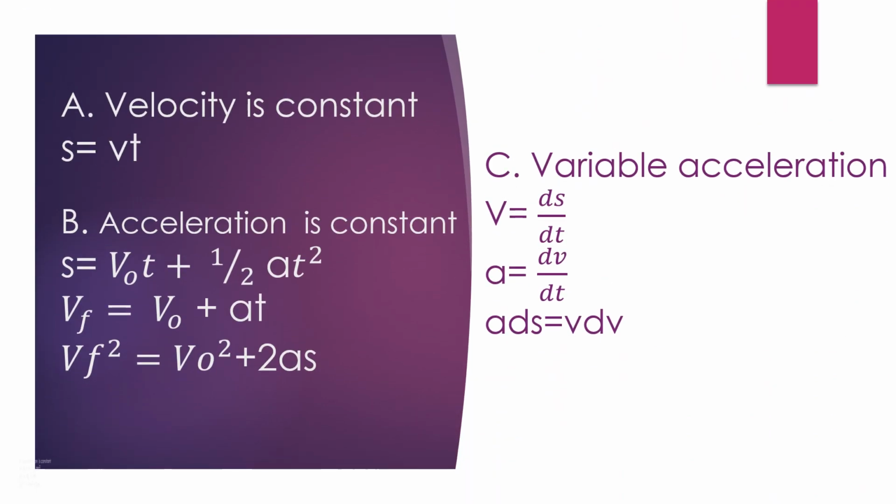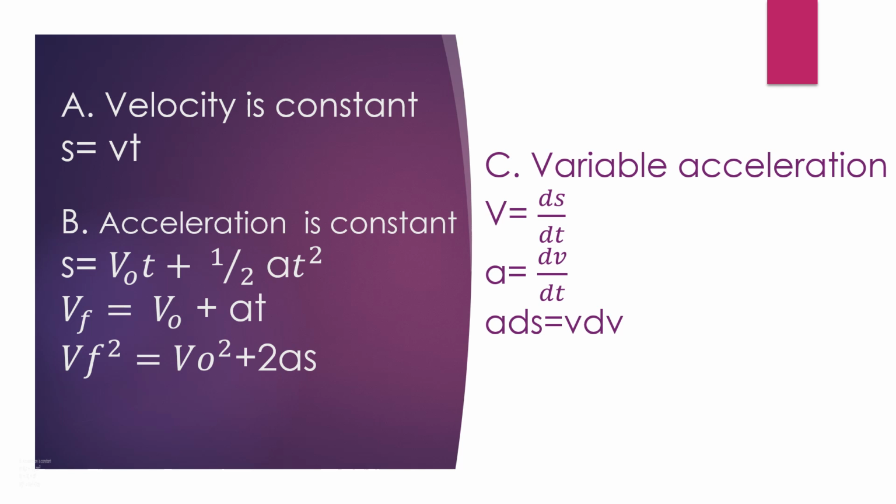Rectilinear motion is divided into two main types, the uniform motion and the uniform acceleration. In uniform motion, velocity is constant. When velocity is constant, your acceleration is zero. In uniform acceleration, if your acceleration is constant, your velocity changes at a constant rate.